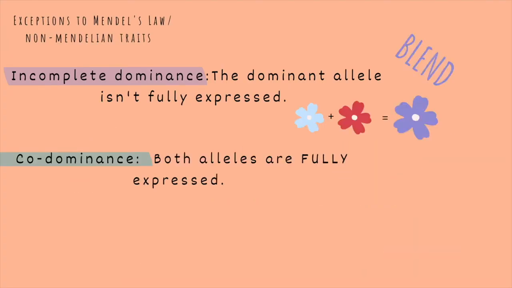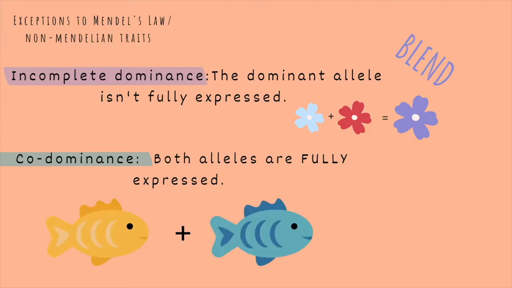In codominance, both alleles are fully expressed. Emphasize fully. So for example, we have a yellow fish and a blue fish. We end with a fish that has both fully expressed alleles, both fully expressed colors. The fish has both yellow and blue. It's not a blend. So if this was incomplete dominance, then the offspring would be a mix or blend of whatever blue and yellow make, right?